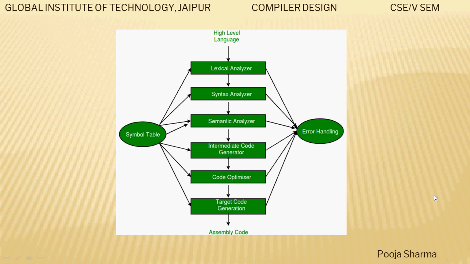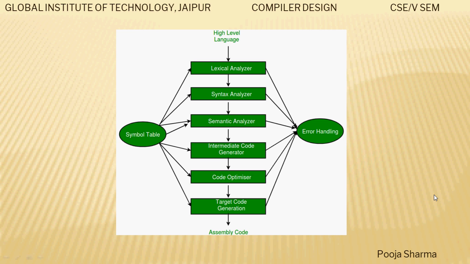All the phases are managed by the symbol table manager. All the symbol related information is stored in the symbol table. And if any error occurs in between the phases, the error handler is going to handle the error. So these are the phases of a compiler, or the structure of a compiler. Now let's discuss them one by one.